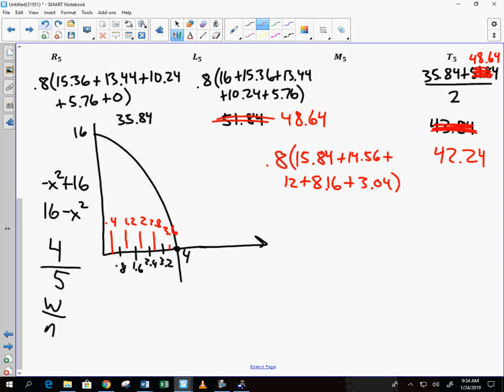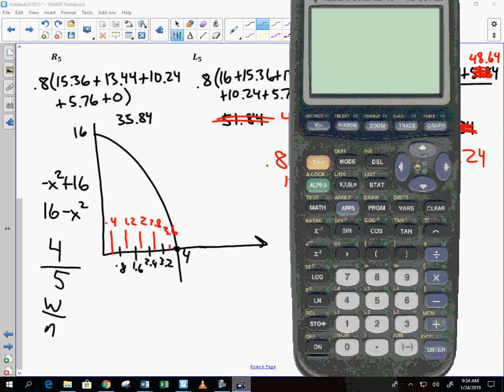So add those up and multiply by 0.8. What do we get? I'm guessing it should be between 35 and 48. It should be probably close to the 42. 42.88. Looks like it's about right. Should be close to the trapezoidal sum. Should be less than the left hand, more than the right hand.